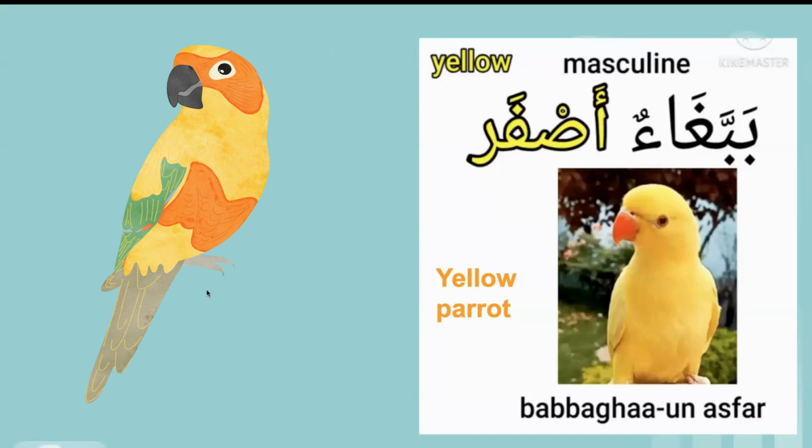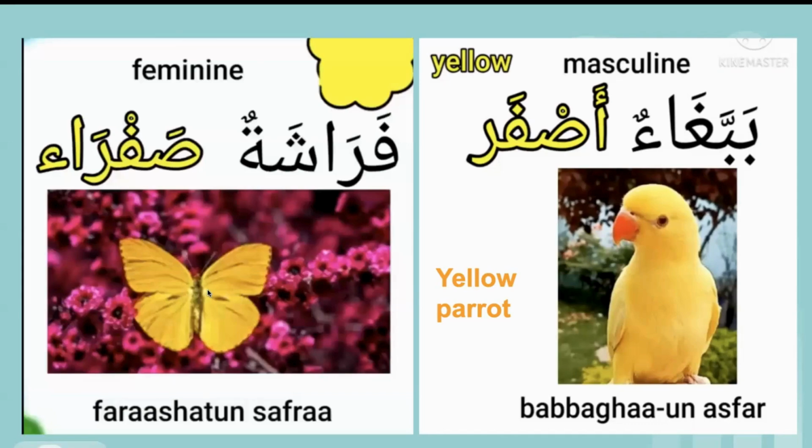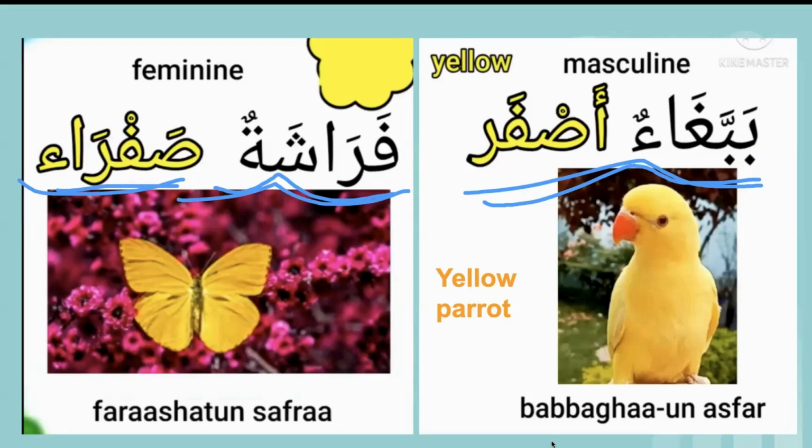And if we have to say a feminine word with a feminine color, we say it like this. For example, the butterfly is called farasha. Farasha safra. Okay? Let's repeat one by one. Babbaga'un asfar. Farashatun safra. All right. Good job.